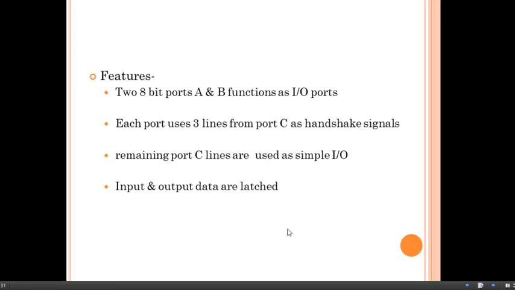Now the features of mode 1. In this mode 1, two 8-bit ports are there, which are port A and port B, which function as input output ports. Each port uses 3 lines from port C as handshake signals, and the remaining lines from port C are used as simple input output. That means two ports A and B along with the 3 lines from port C, which are handshake signals, are used in this mode 1. Input and output data are latched in this mode 1.